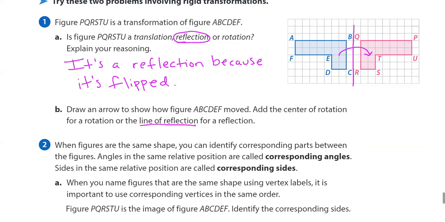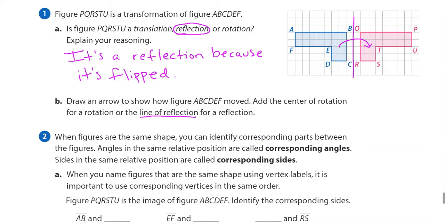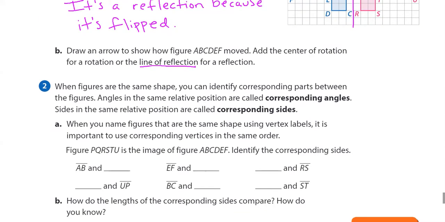Okay, so now we're going to look at this shape, and we're going to identify the corresponding parts. Remember, corresponding basically means the matching ones, the one that goes with it. So when figures are the same shape, you can identify the corresponding, so the matching parts between the figures. Angles in the same relative position are called corresponding angles. Sides in the same relative position are called corresponding sides. When you name figures that are the same shape using vertex labels, remember vertex means corner. In fact, let's add that little note for ourselves so we don't forget.